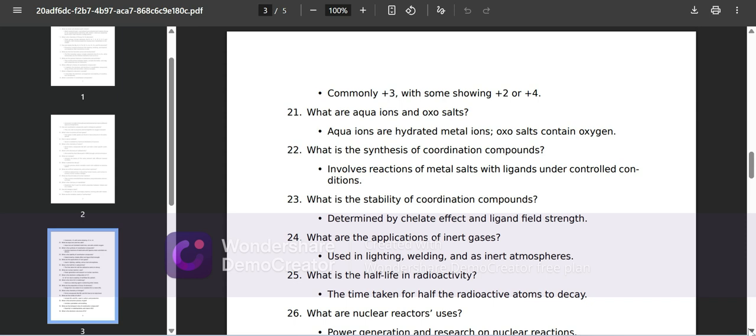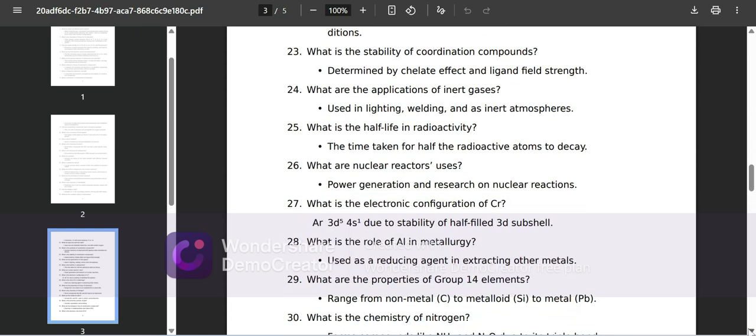What are aqua ions and oxo salts? Aqua ions are hydrated metal ions. Oxo salts contain oxygen. What is the synthesis of coordination compounds? It involves reactions of metals or salts with ligands under controlled conditions. What is the stability of coordination compounds? Determined by the chelate effect and ligand field strength. What are the applications of inert gases? Used in lighting, welding, and as inert atmospheres.